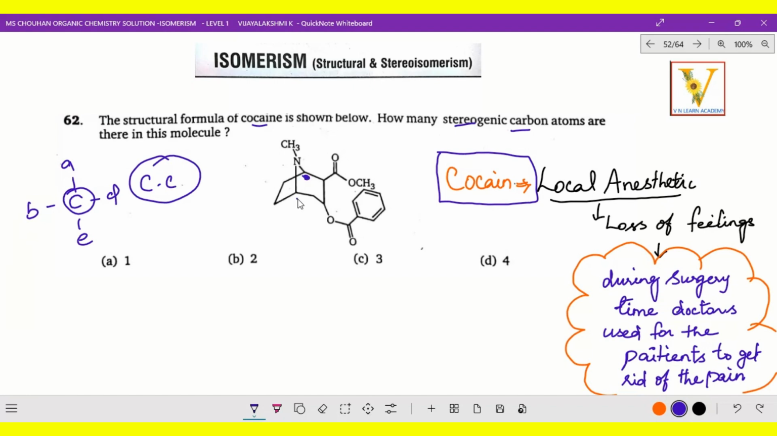Here one chiral carbon is available, and then the third one is here. Now, how do we identify that one carbon which is attached to four different groups? For example, you take this one.